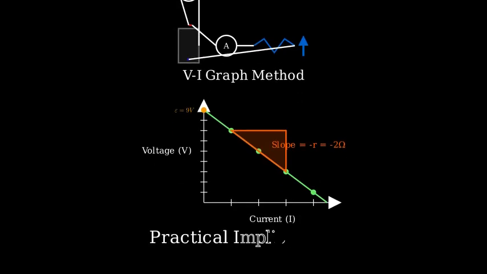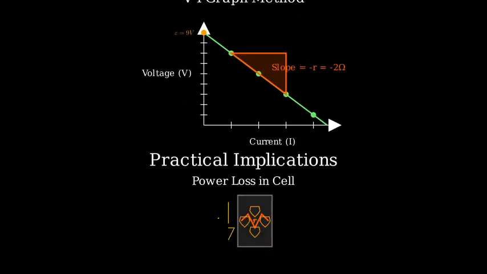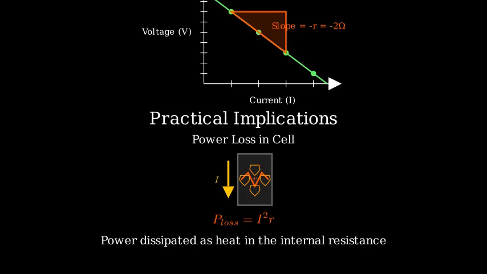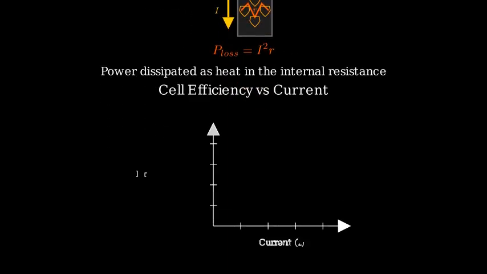Let's discuss some practical implications of internal resistance. Due to internal resistance, there's power loss within the cell, which causes heating. This power loss can be calculated as I squared R. The efficiency of the cell decreases as more current is drawn.